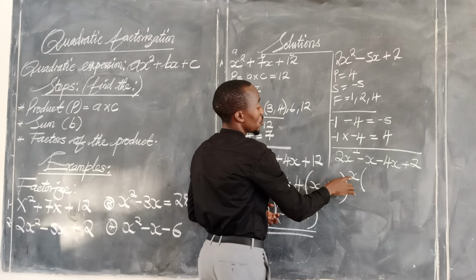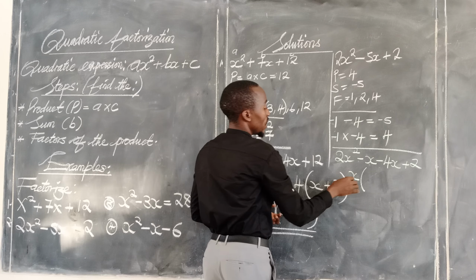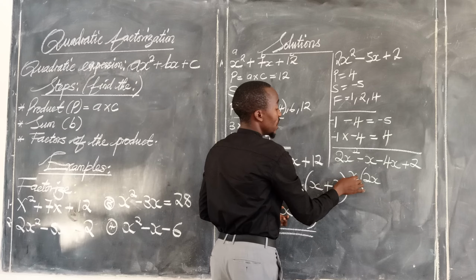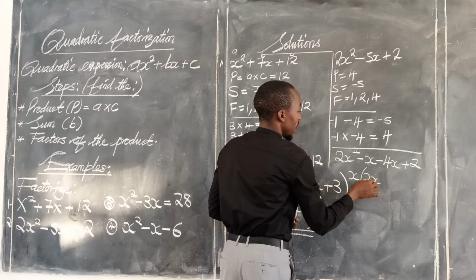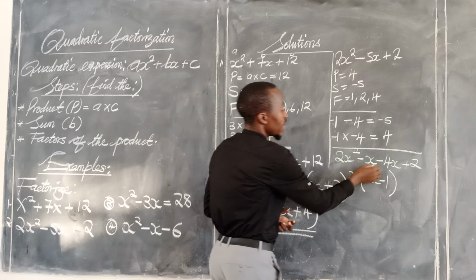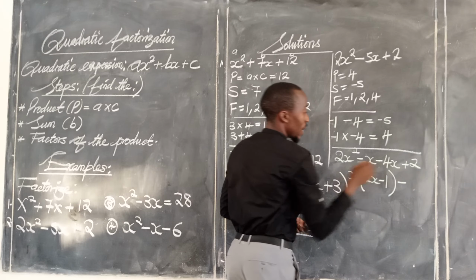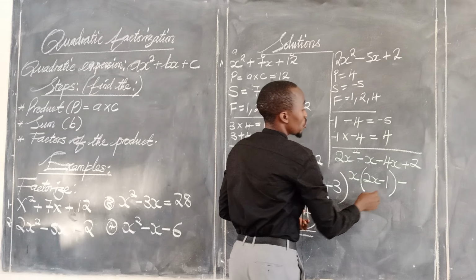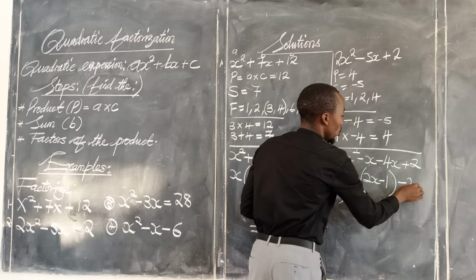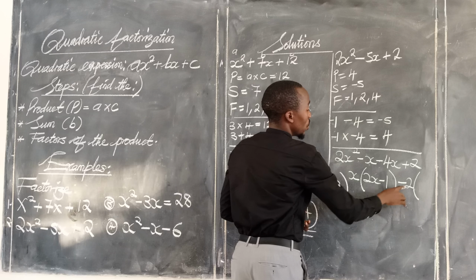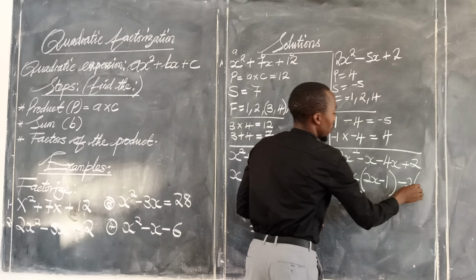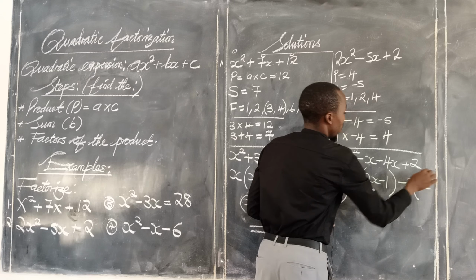So 2x squared divided by x, we're going to have 2x. x into negative x, it is negative 1. This sign here just comes here. Now, here, what is common in 4x plus 2? It is 2. So 2 into 4x will give us 2x.